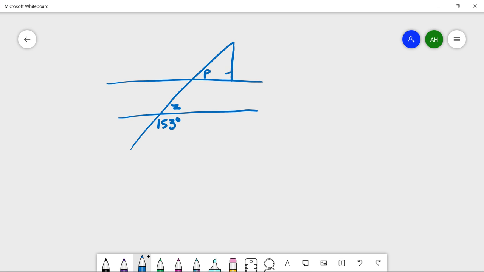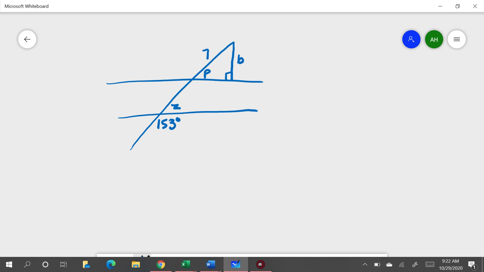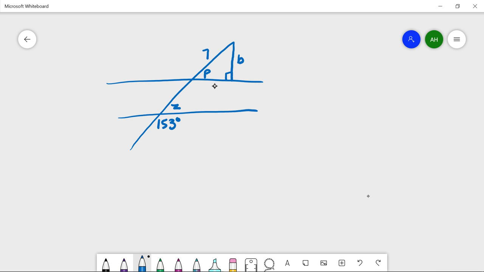This is going to be a 90-degree angle. This is B. The length of my hypotenuse is 7, and this side down here is going to be 9, all right? And I want to solve this for my different variables for C and P, for Z and P and B. Okay, so let's think about this.